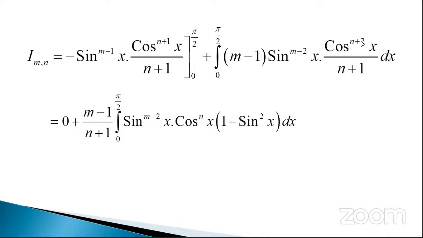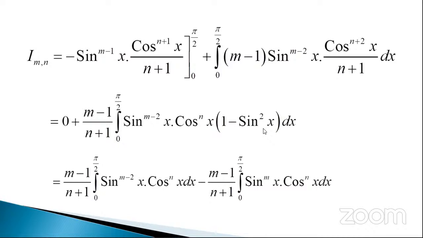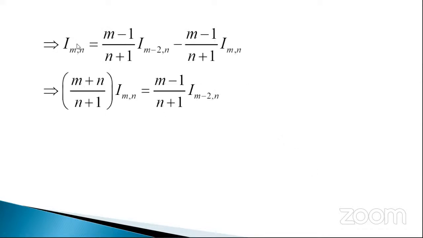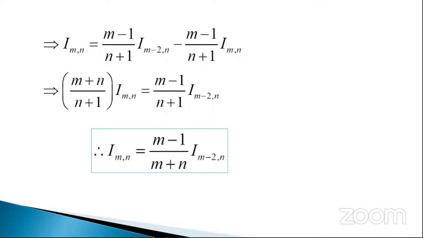Now, here cos to the power of n plus 2 x can be written as cos to the power of n x into cos square x. Cos square x can be written as 1 minus sin square x. Am I clear? Now multiplying with that term, it is denoted by I(m-2, n). It is denoted by I(m, n). Here, this term and this term both are same. Now take I(m, n) common. The remaining 1 plus (m-1)/(n+1). The LCM is n plus 1. (n+1) into (m-1) plus 1 minus 1 get cancelled. The remaining m plus n. Both the denominators are equal, they get cancelled. (m+n) into I(m, n) equals (m-1) into I(m-2, n). I(m, n) equals, this is one of the solutions.